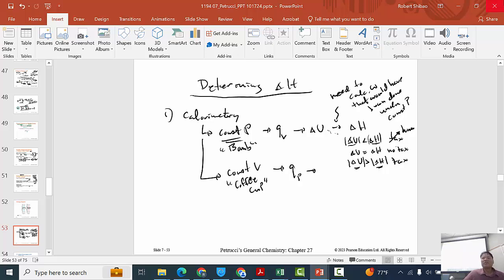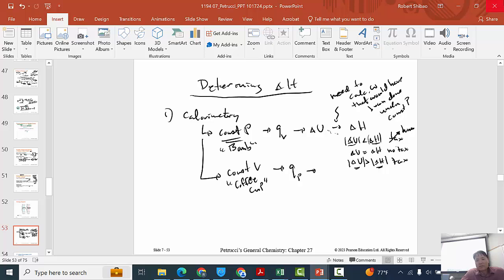So sometimes delta U and delta H are the same. When we did our calorimetry, it didn't matter if we did it in a bomb or coffee cup. We're going to get the same amount of heat because there was no tax or bonus. The volume pretty much stayed constant. 50 plus 50 yields 100. But if there is a tax or bonus, then we're going to get a different amount of heat.